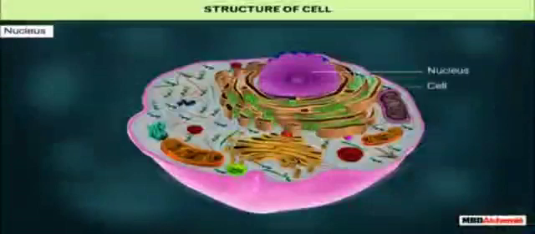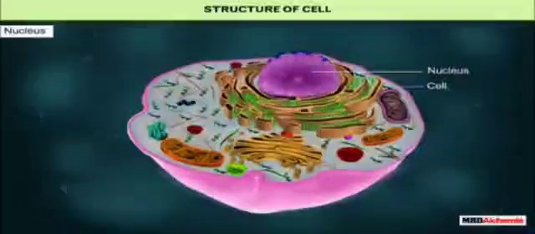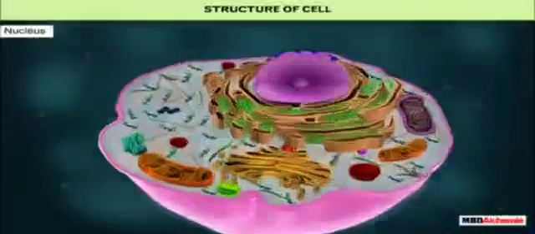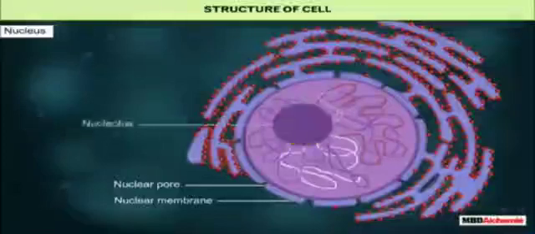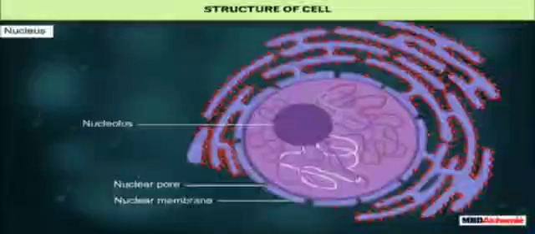Nucleus. The nucleus is the most important part of the cell, which controls all the activities of the cell and regulates its growth. It is surrounded by a double-layered covering called the nuclear membrane. The nuclear membrane has pores which allow the transfer of substances. A small round-shaped structure called the nucleolus is also present within the nucleus.